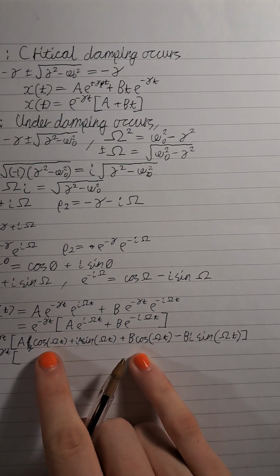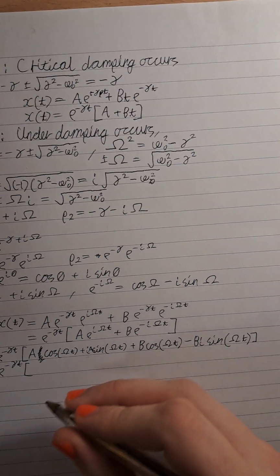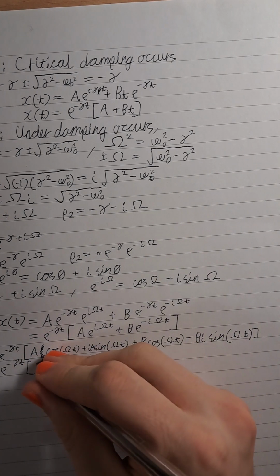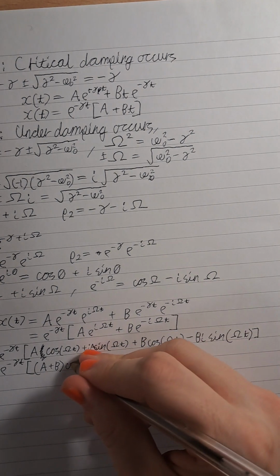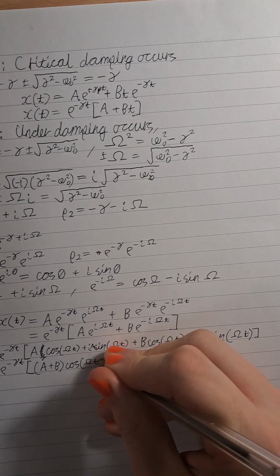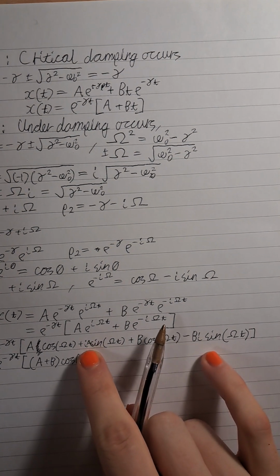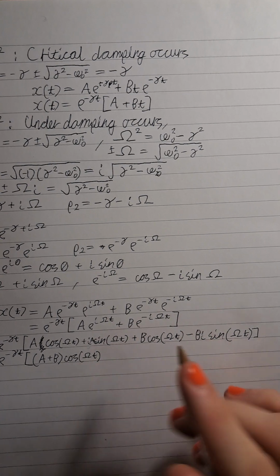We've got two cos omega t's, we've got two sine omega t's, so I feel like that's a pretty good place to start. So if I start off with, there's an a in front of that cos, and there's a b in front of that cos. So I'm going to say a add b, and then I'm going to times this by cos omega t, and then we've got an ai in front of this sine omega t, and we've got a minus bi in front of this sine omega t.